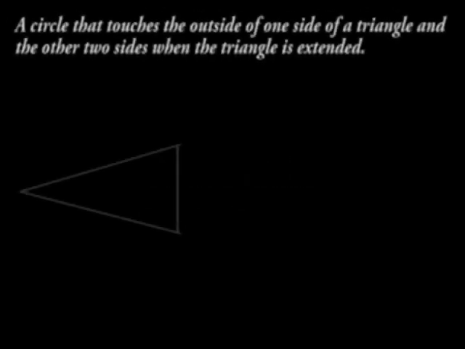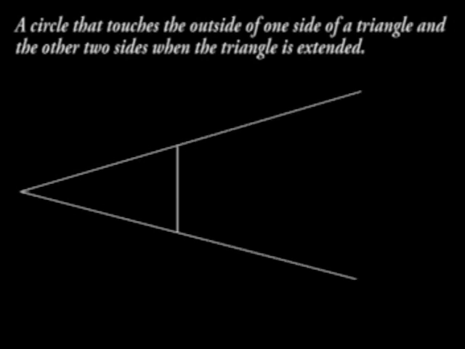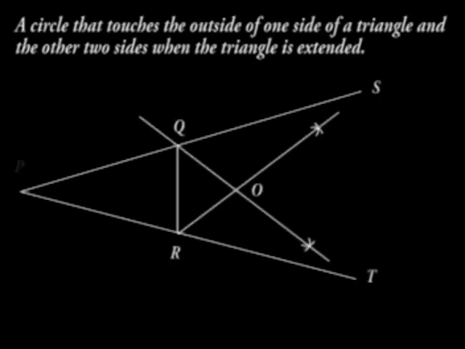An ascribed circle is a circle that touches the outside of one side of a triangle and the other two sides of that triangle when they are extended. To construct, extend any two sides of the triangle and bisect the angles formed between the extended sides and the third side. The point of intersection of the bisectors is the center of the ascribed circle.